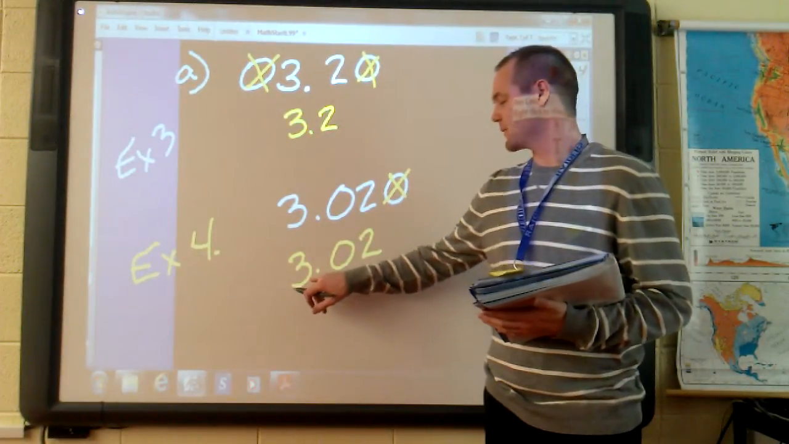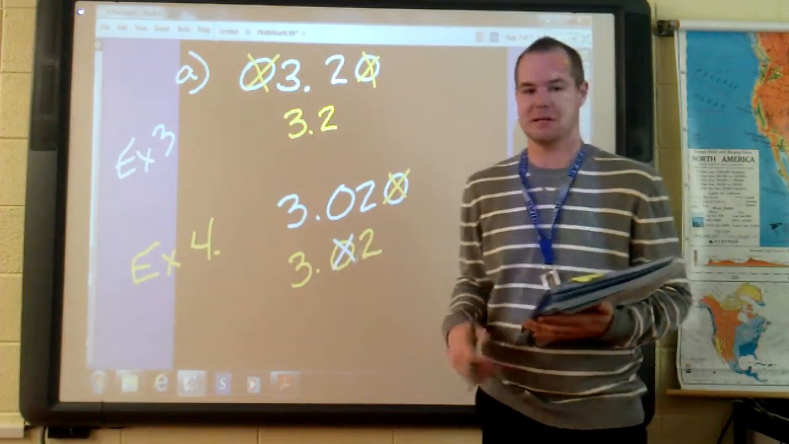Okay, we cannot get rid of this 0 because that would affect the value of the number.